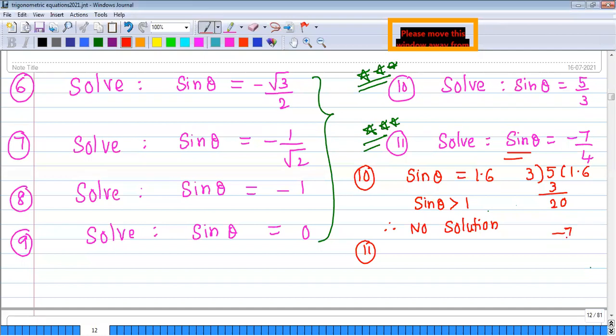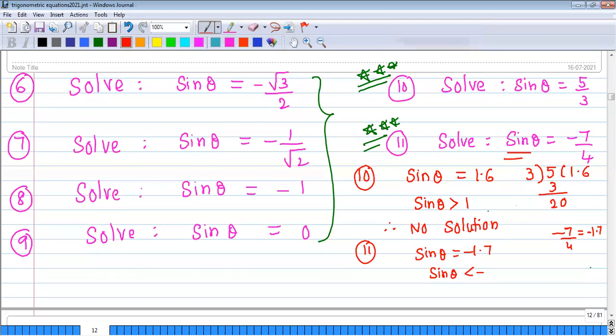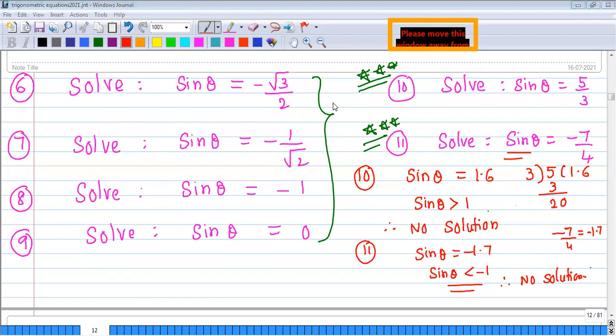-7 by 4, that means approximately -1.7. So sine theta is equal to -1.7. That means sine theta is less than -1. It cannot be. So it has no solution. So the sine theta value should lie between -1 and 1 only. Understood? Yes, sir.